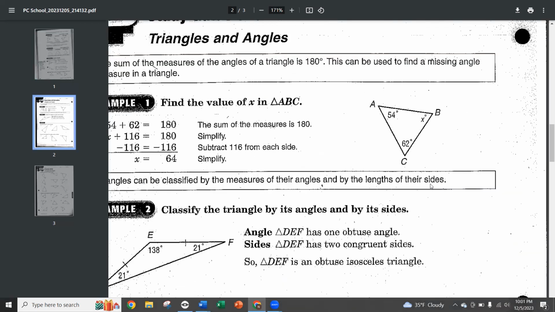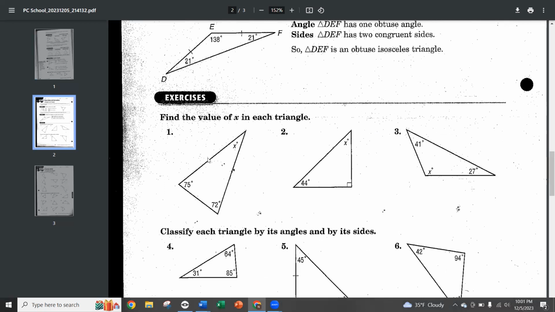Okay, now your assignment. For this one right here, you guys just gotta do the math. It's not too difficult, but if you do 75 plus 72, 70 plus 70 is 140. 5 plus 2 is 7, so you get 147. Do 180 minus 147, and you get 33. So x is 33 degrees. 33 plus 72 plus 75 equals 180.